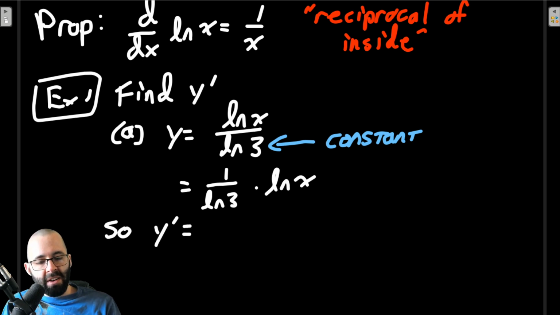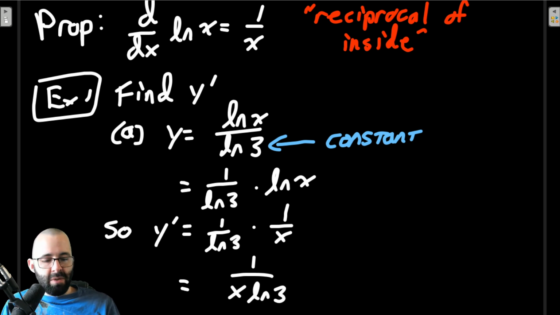So y prime, that constant's going to come out in front. All that's left is the derivative of the natural log, which we have a nice property. The derivative of the natural log is 1 over x. Simplify a little bit more. We'll have 1 over x times the natural log of 3.